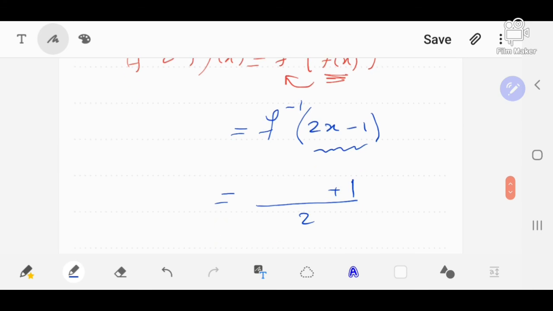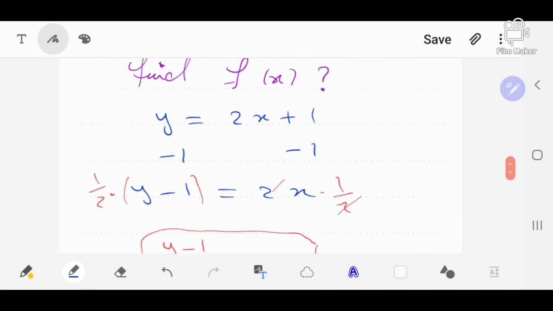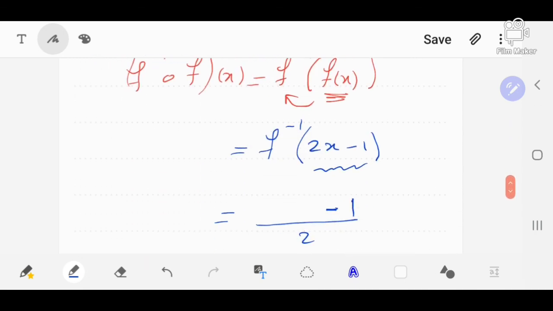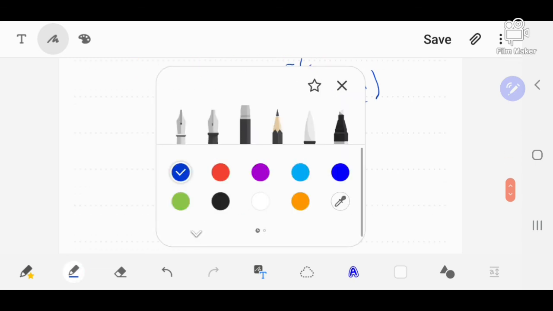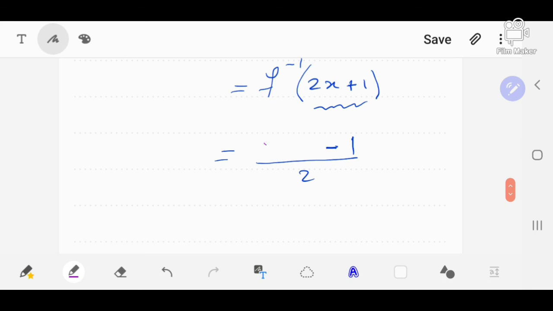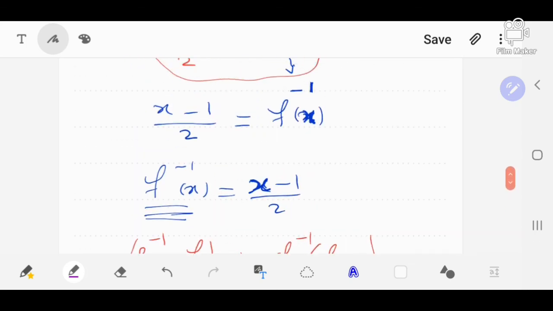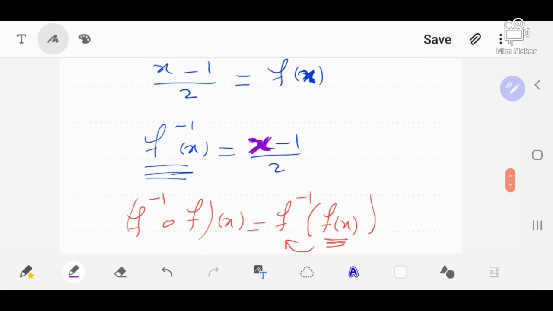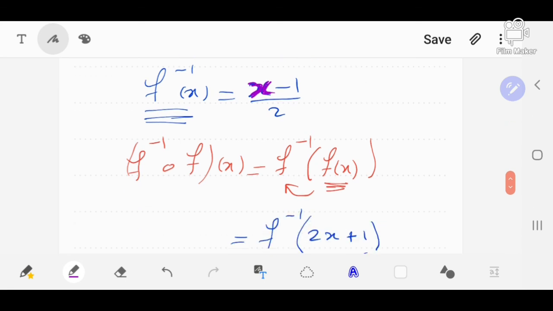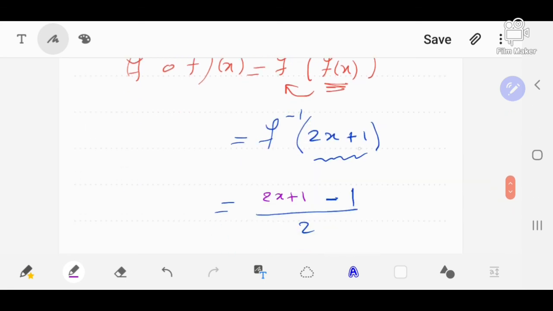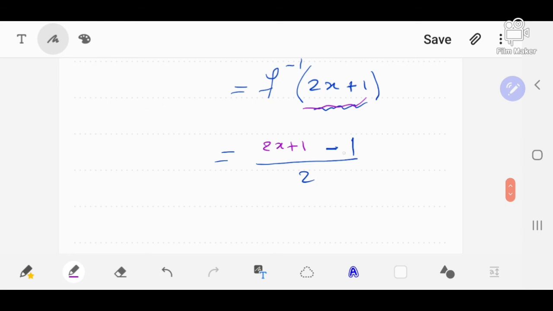So let's substitute it. 2x plus 1 instead of this x. So it's x minus 1 over 2. So instead of this x, the purple one, I'm going to substitute 2x plus 1. And this is what I'm going to get. So let's simplify this. 2x plus 1 minus 1. If you notice here, plus 1 minus 1 will be cancelled. So we'll be left with 2x over 2. When you simplify that, you will get x.